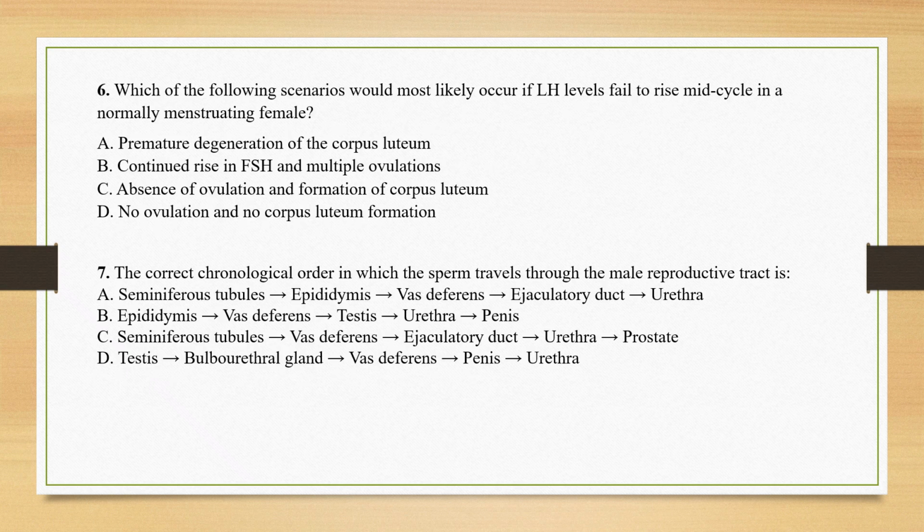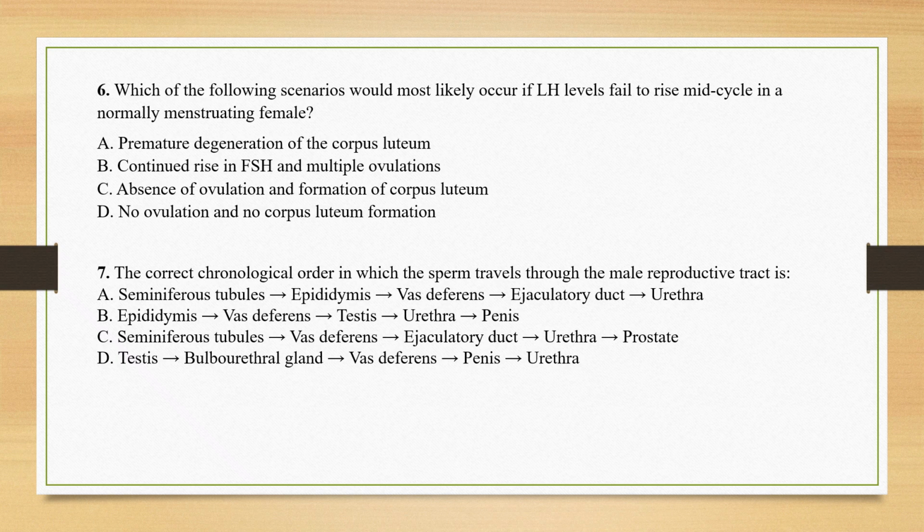Which of the following scenarios would most likely occur if LH levels fail to rise mid-cycle in a normally menstruating female? So here answer will be option D, no ovulation and no corpus luteum formation. LH surge is essential for ovulation and corpus luteum formation. Without it, neither of these events occur.